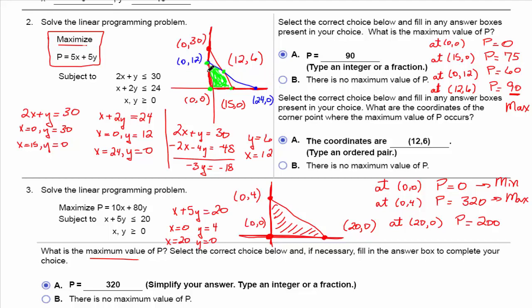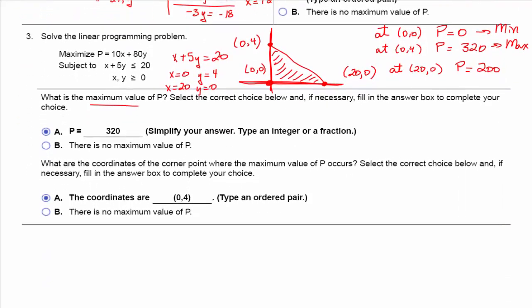Armed with these four corner points, we now plug each of the corner points into the thing we'd like to maximize or minimize. If I plug in 0, 0, I get 0, and so on. When I plugged in 12, 6, I got out 90. So looking at all these things that came out, the largest number is 90, and that occurred at 12, 6. And the smallest thing that came out was 0, and that was at 0, 0.